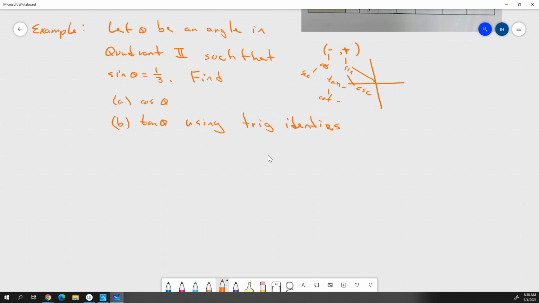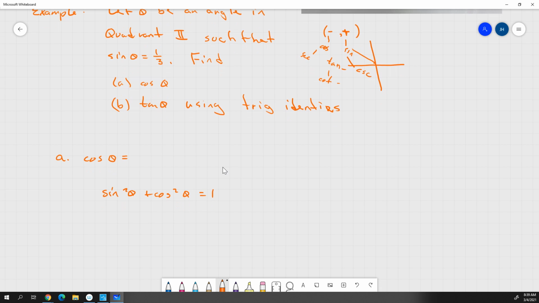But let's think about this. We're looking for cosine. If we look at A, we are looking for cosine of theta. We know what sine of theta is. So we need to go back to that trig identity page. Now, this one works really well with the Pythagorean identity. Let's put cosine theta here, is what we're looking for. We have one of the Pythagorean identities that says that sine squared of theta plus cosine squared of theta equals 1. And this is a really handy one for us because we know what sine of theta is, right?